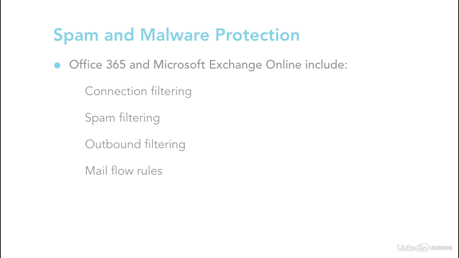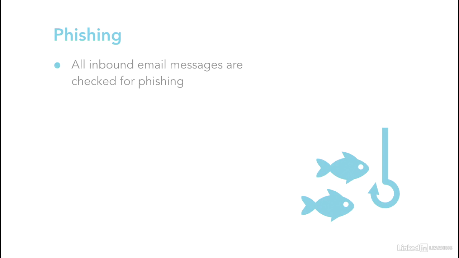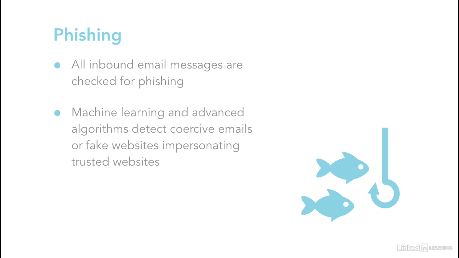With mail flow rules in place, you can use spam confidence levels, or SCL, to gauge how likely it is that a message contains spam. For phishing, all inbound email messages will be scrutinized and measured against machine-learned models using advanced algorithms so that phishing messages can be detected. The anti-phishing protection attempts to detect and alert users whenever coercive emails or fake websites impersonating trusted websites are found. The anti-phishing protection is part of the Office 365 Advanced Threat Protection, which we'll cover in more detail later.